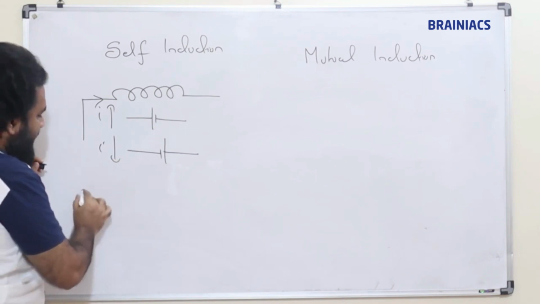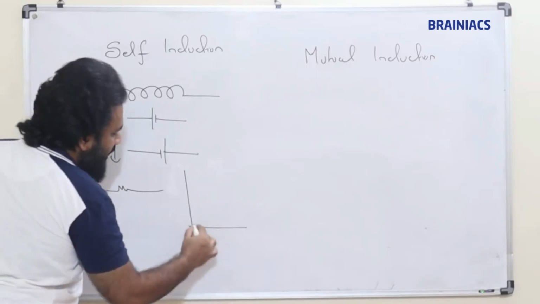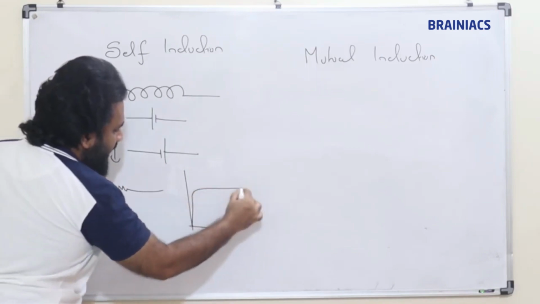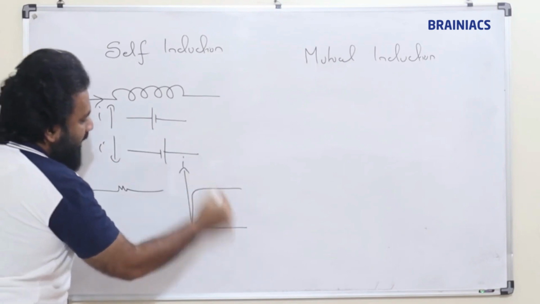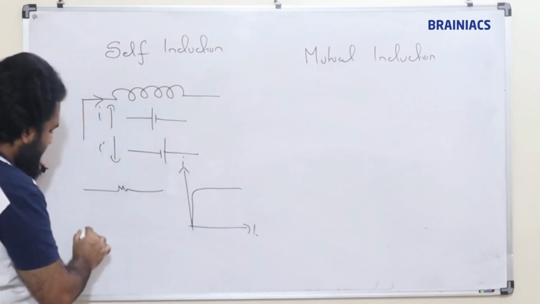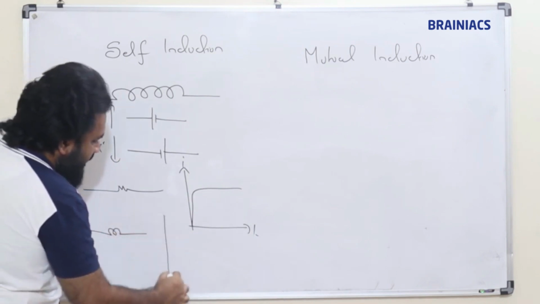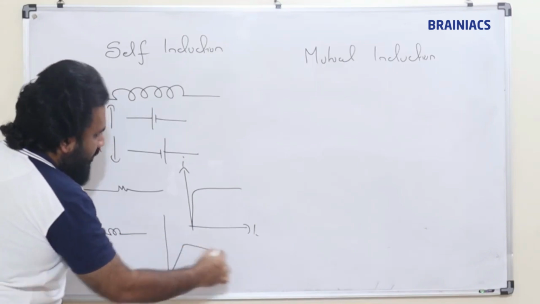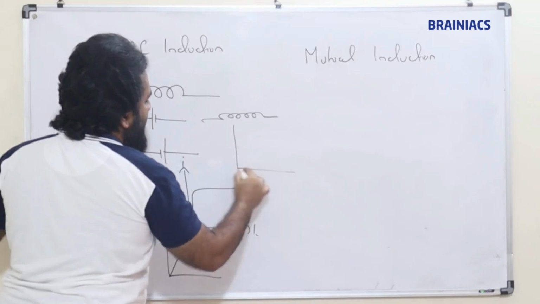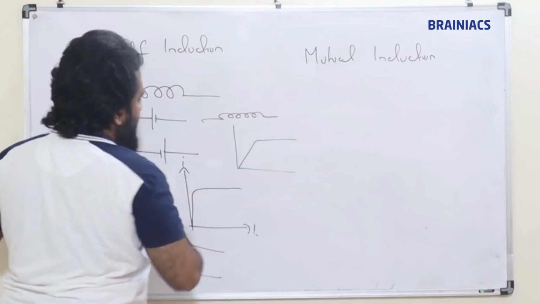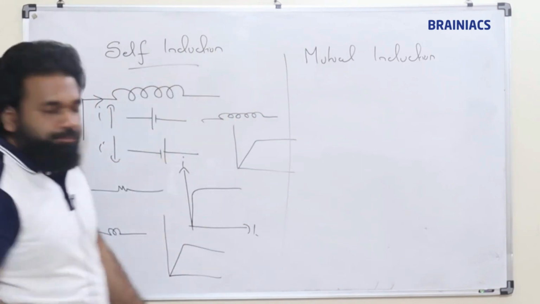Then we said if it is just a resistance, then in the graph it will take a small delay to achieve the maximum current. Suppose there are two coils, then it will take a little more time. If there are many coils, there will be a little more delay. All these things we have discussed are self-induction.